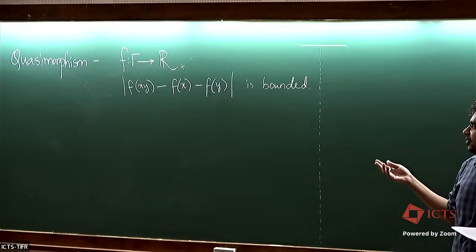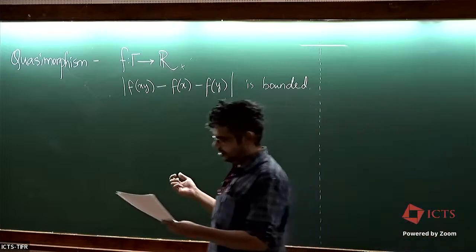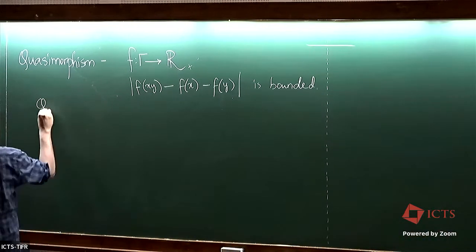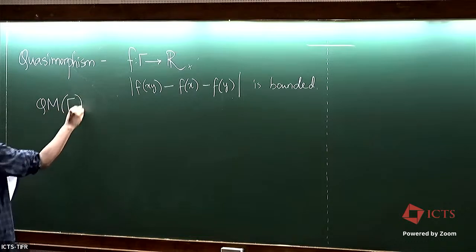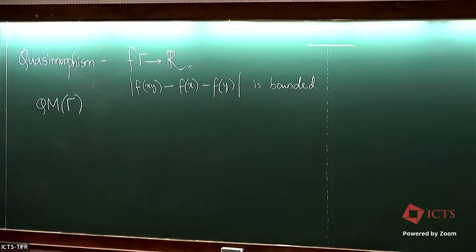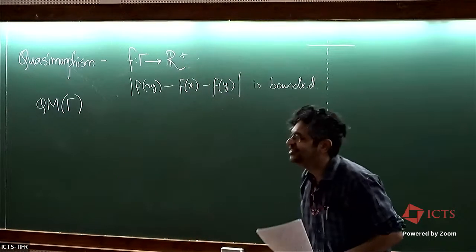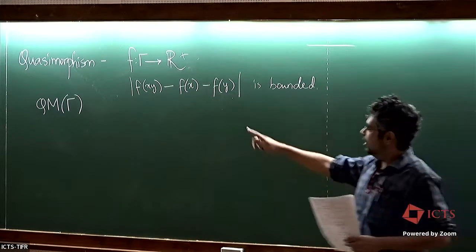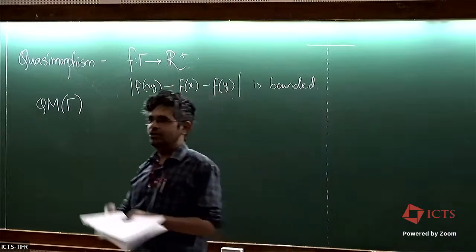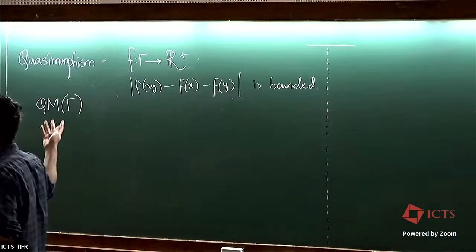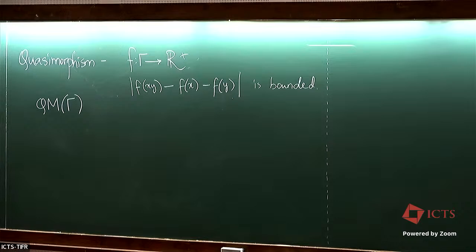Well, of course, it has quasimorphisms in a trivial way. So let's denote Qm. No, it's not positive numbers. It's additive reals. So Qm of gamma is the space of all quasimorphisms. It's a space because you can see that it's closed under linear operations. So can you give an example of a quasimorphism?